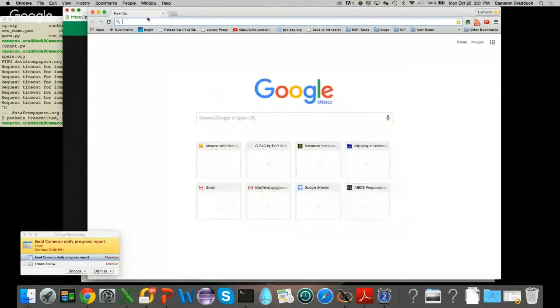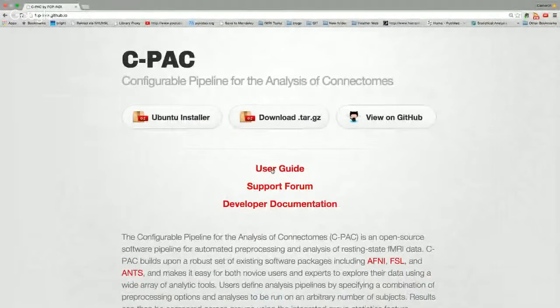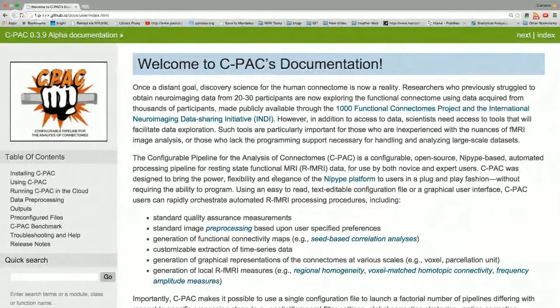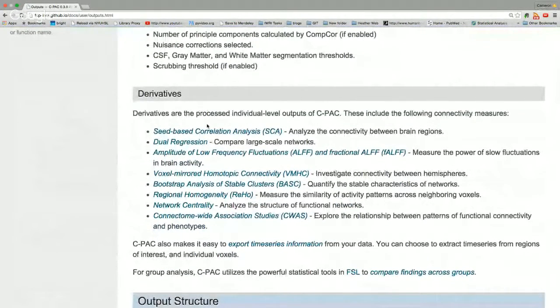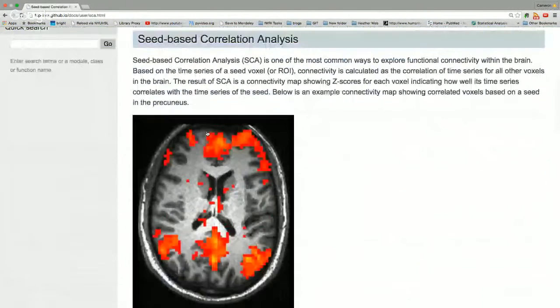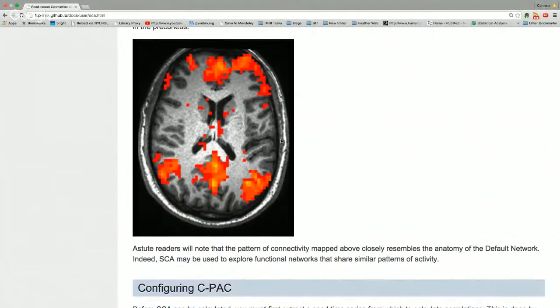Okay, so again, these are going to be in our user guide. And so if you look here for outputs, these are the different derivatives that we calculate, right? So of course, seed-based correlation analysis is the most common thing that is done with resting state analysis.